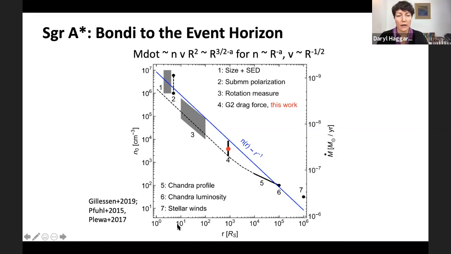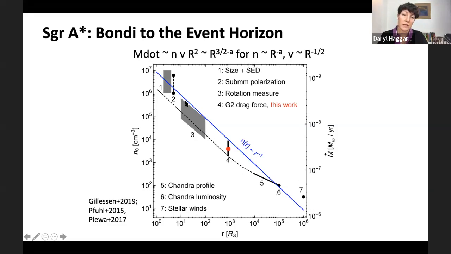So here you're seeing Schwarzschild radii going all the way in from the event horizon, very close to the supermassive black hole, out to the larger scales near the Bondi capture radius. And you can see these numbers are showing you what kinds of constraints we have at these various different gravitational radii. In toward the inner regions, we actually use the size of the emission region and the SED to try to understand what's going on. A variety of different submillimeter and other polarization type measures. We can look at objects in orbit around the black hole and look for drag forces. Around the larger radii, something like thousands of gravitational radii, that Chandra X-ray emission that I pointed out starts to be an important constraint on what's happening in the accretion flow, Chandra's luminosity, and then really understanding the stellar winds out here near the Bondi capture radius.